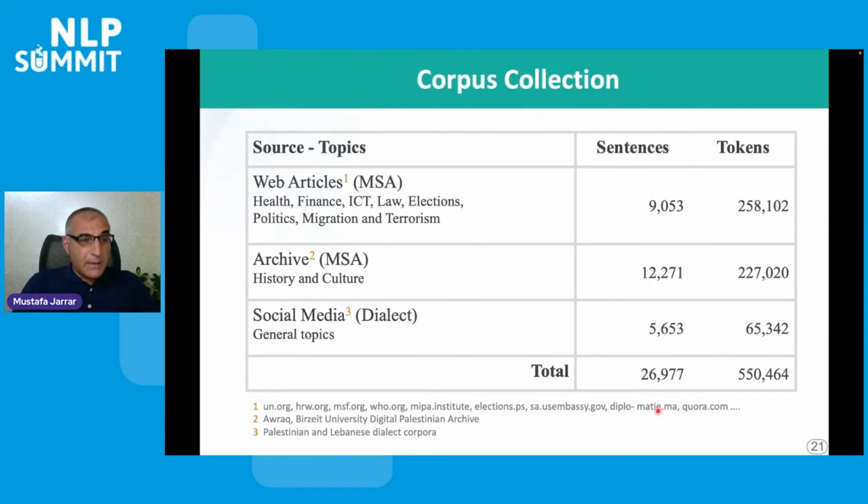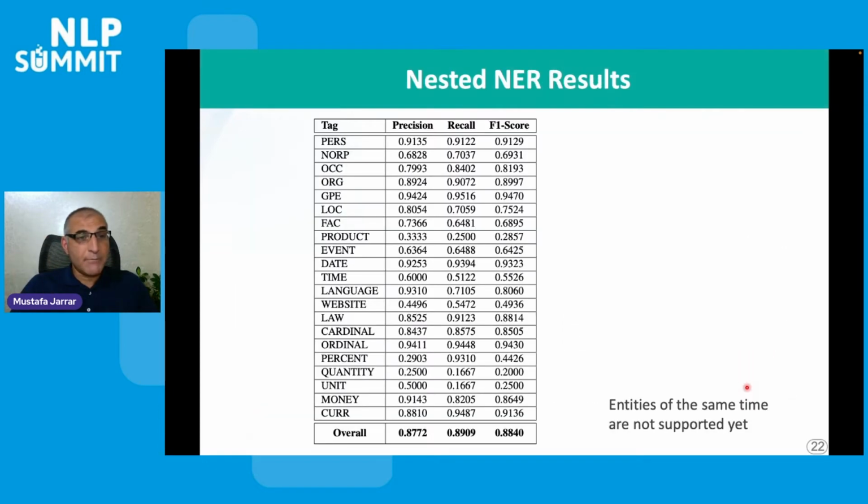We extracted our corpus from different sources that cover multiple domains like health, finance, ICT, law, elections, politics, migration, terrorism. In addition to history and culture, we also have some general topics that are discussed in social media, but these are the dialect ones. So in total, we have 550,000 tokens.